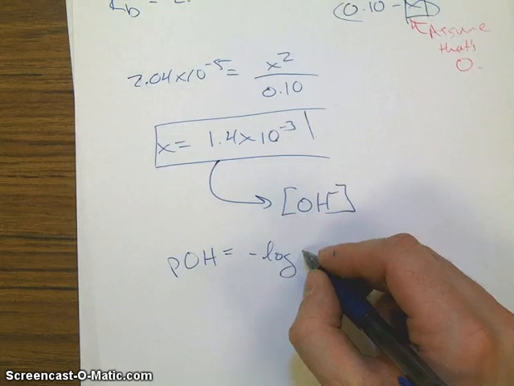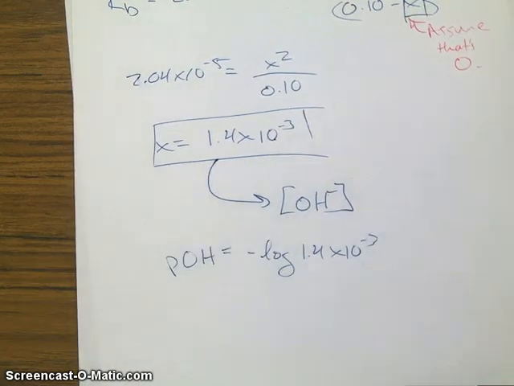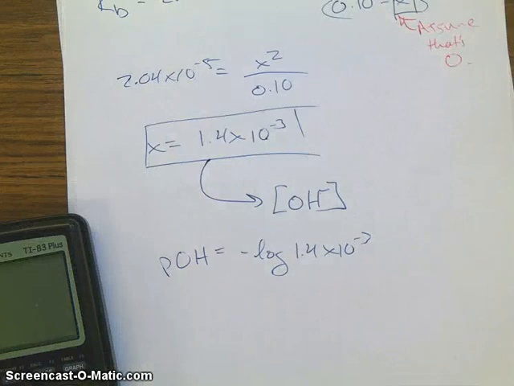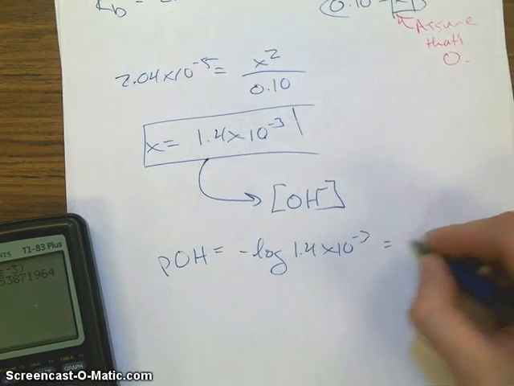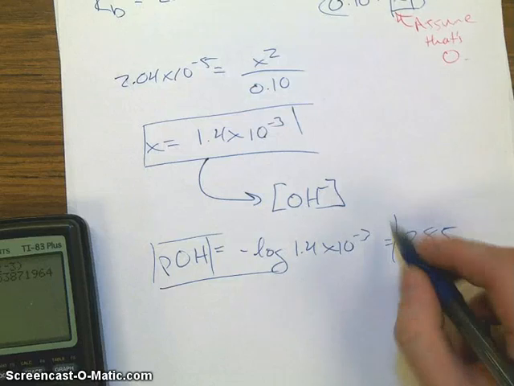So in this case, it's the negative log of 1.4 times 10 to the negative third. So I'm going to go ahead and do that on my calculator. And the math that I get for this, negative log of 1.4 times 10 to the negative third, I get a pH of 2.8, pOH, sorry, it's a pOH of 2.85.